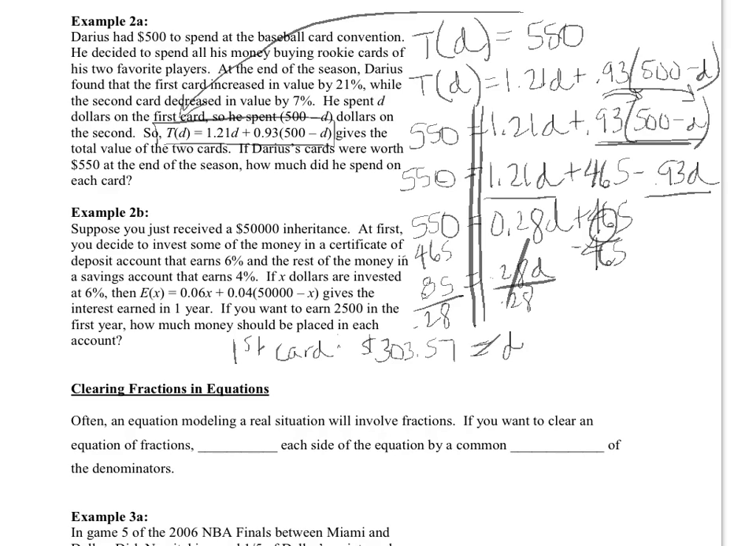They want to know then what he spent on each card. So in order to figure out what he spent on the second card, if he spent a total of $500, then you would say $500, because that was what he started with to spend, minus what he spent on the first card equals what he spent on the second card.